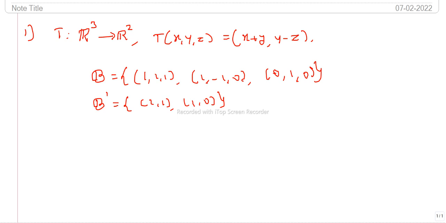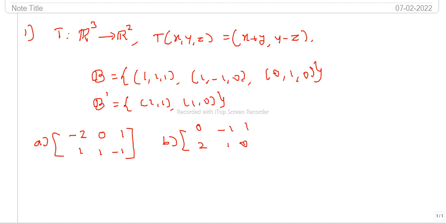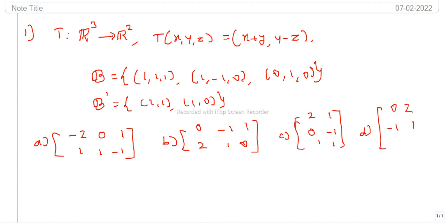So the first option is the matrix with rows (-2, 0, 1) and (1, 1, -1). Option B should be rows (0, -1, 1) and (2, 1, 0). Then the third option, column-wise, (2, 1), (0, -1), (1, 1). And then the last option, rows (0, 2, -1) and (1, 1, 0).